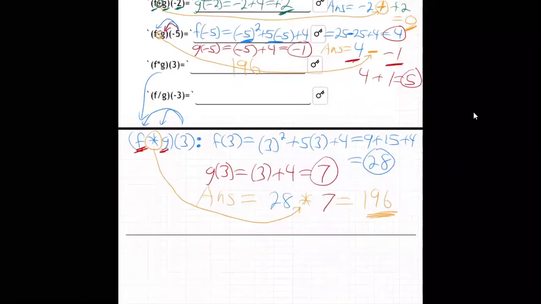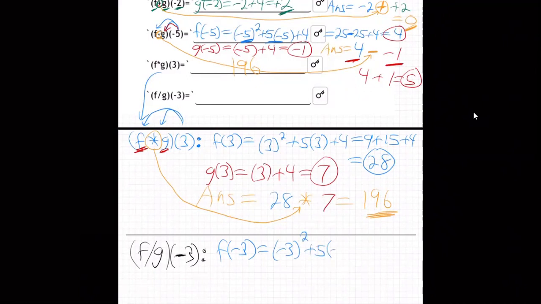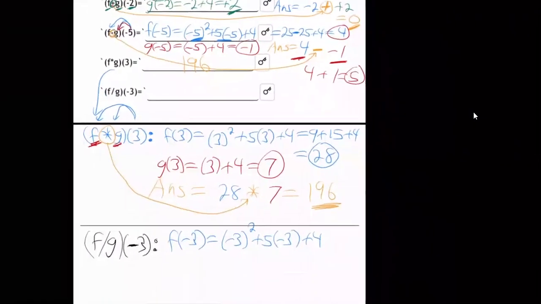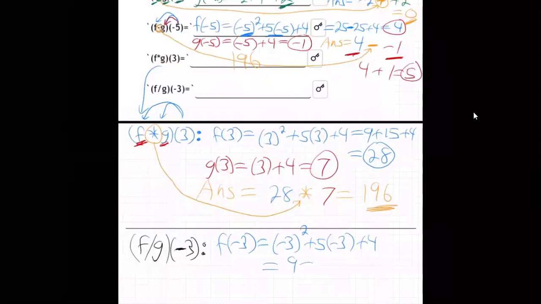And so we are going to go f divided by g of -3. Okay, so you know it by now. We're going to put -3 into f. So that means parenthesis -3 squared plus 5 times -3 plus 4, because that is the original function f, right? Okay, and so that equals what? 9 minus 15 plus 4. I think that's -2.